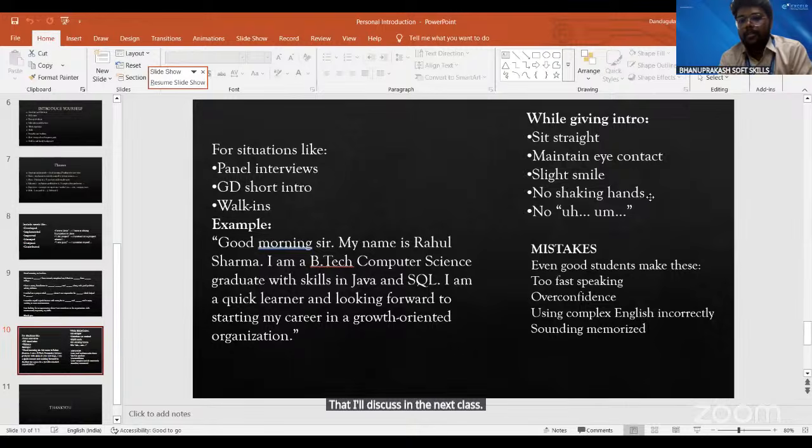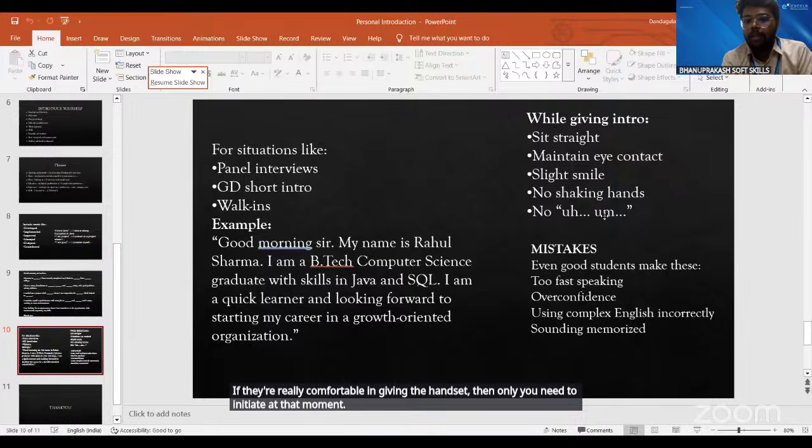No shaking hands. You should never initiate the handshake. It should always come from the higher authority. You don't have any right to initiate the handshake. If they are really comfortable giving a handshake, then only you need to reciprocate at that moment.